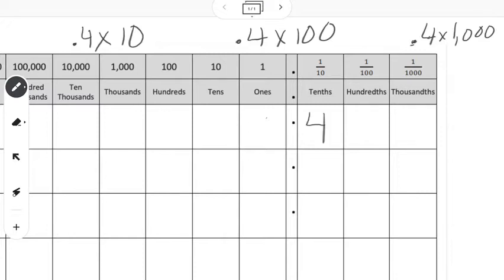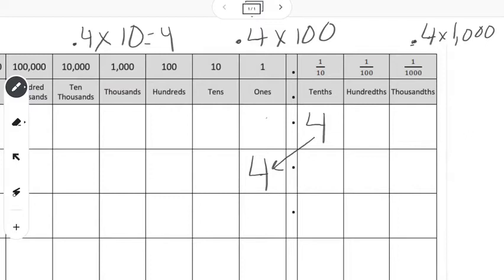So I'd first start off by writing 4 tenths and just doing this numerically, no place value dots. 4, and it's in the tenths column. Now we're multiplying it by 10, so 10's telling me I'm moving over one place to the left because we're multiplying. So I now have 4 ones. So 4 tenths times 10 is the equivalent of 4.